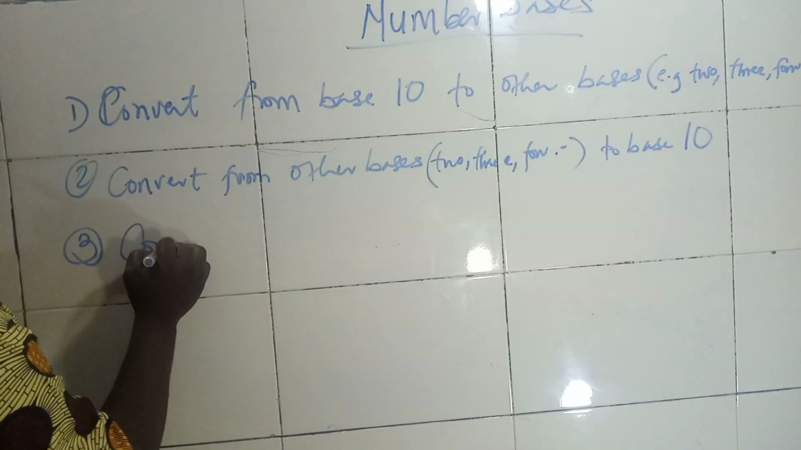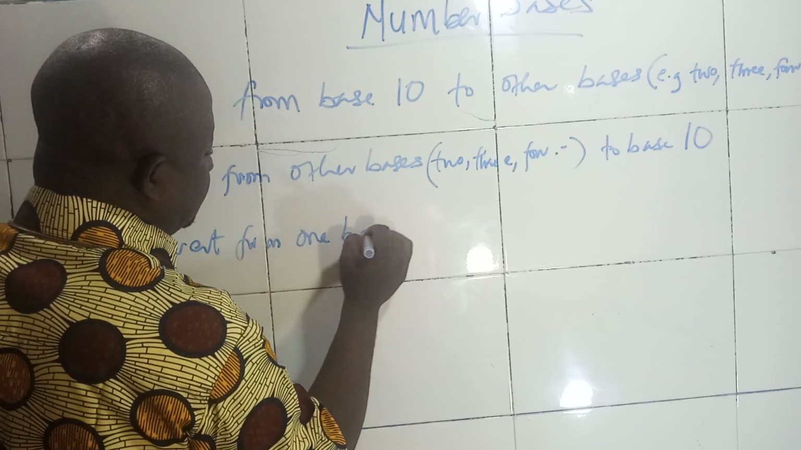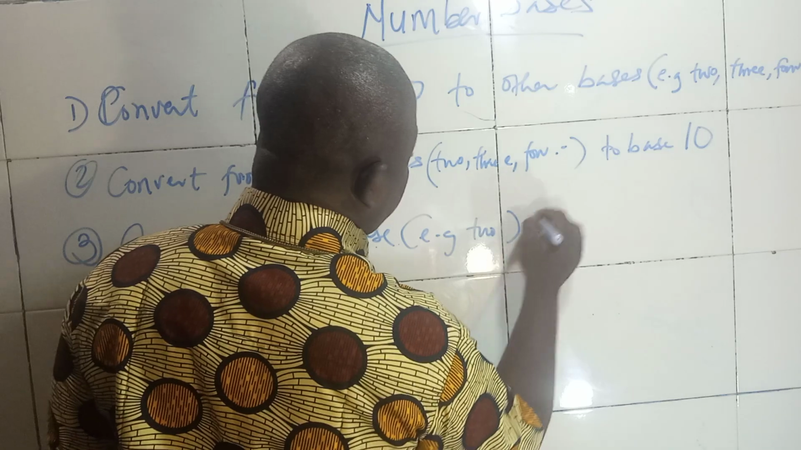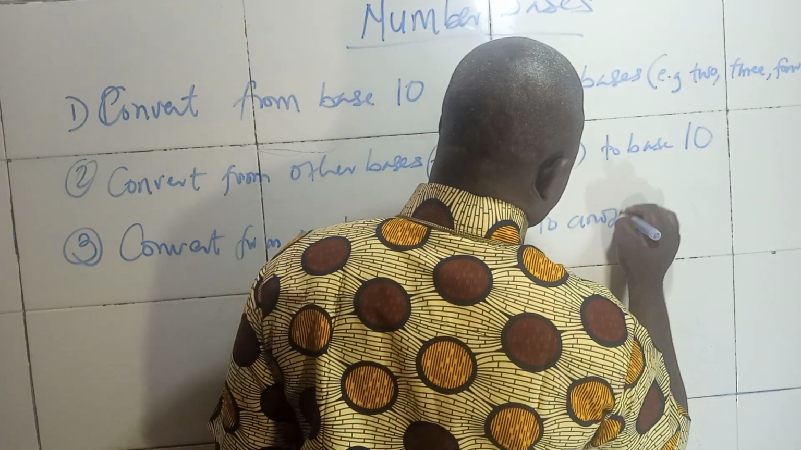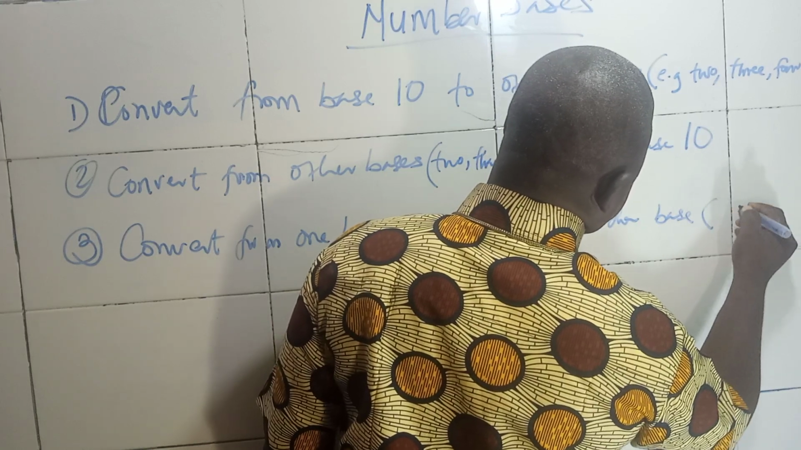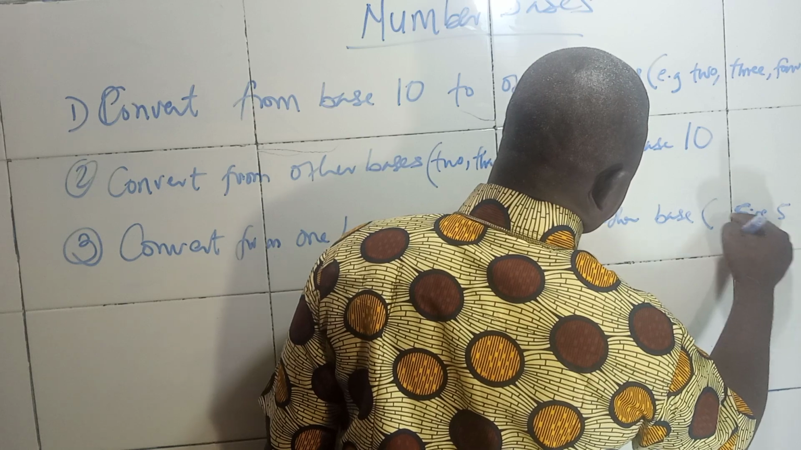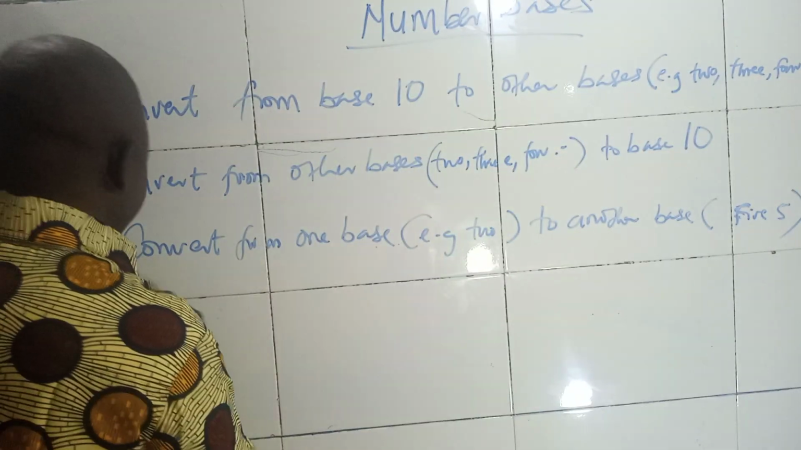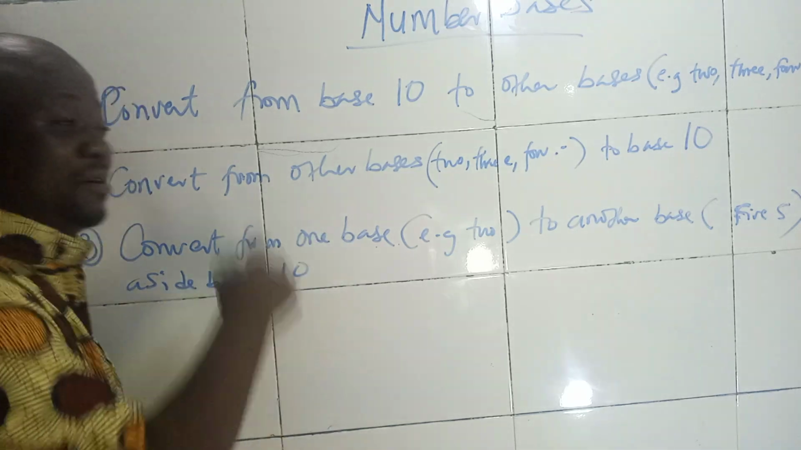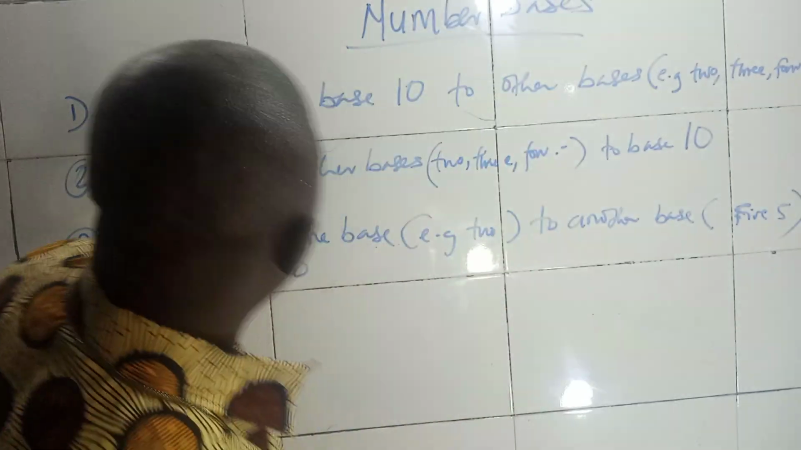I can say, okay, convert from one base to another, aside from base 10. That means I convert from one base, e.g., base 2, to another base, let's say base 5, aside from base 10. That's what they're doing in number bases.